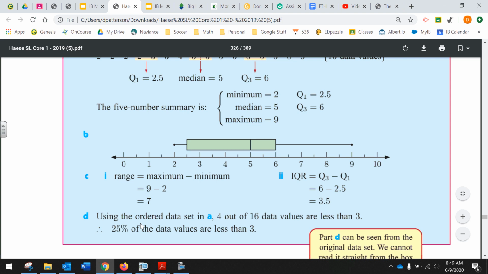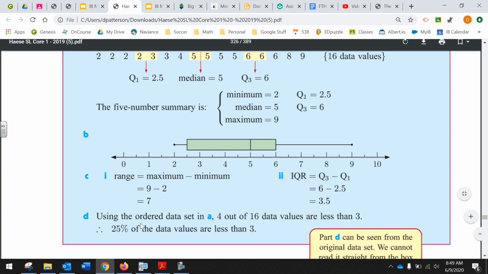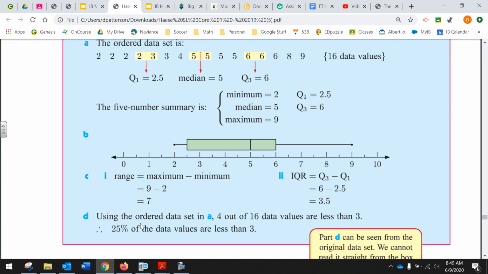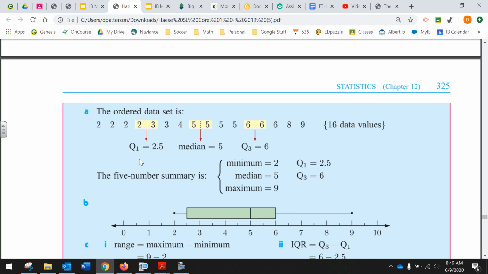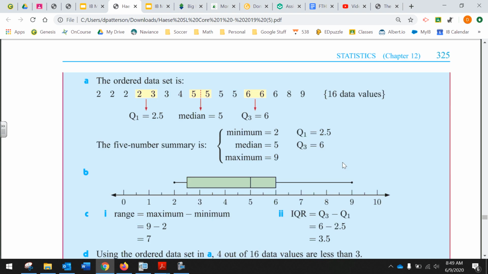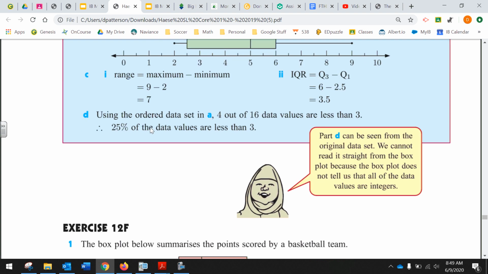Then it says to find the percent of observations less than 3. Well, if I look at 3 here, here's 3, how many data points are there? There are 4 data points. 4 out of 16 is a quarter, so 25% of the data.